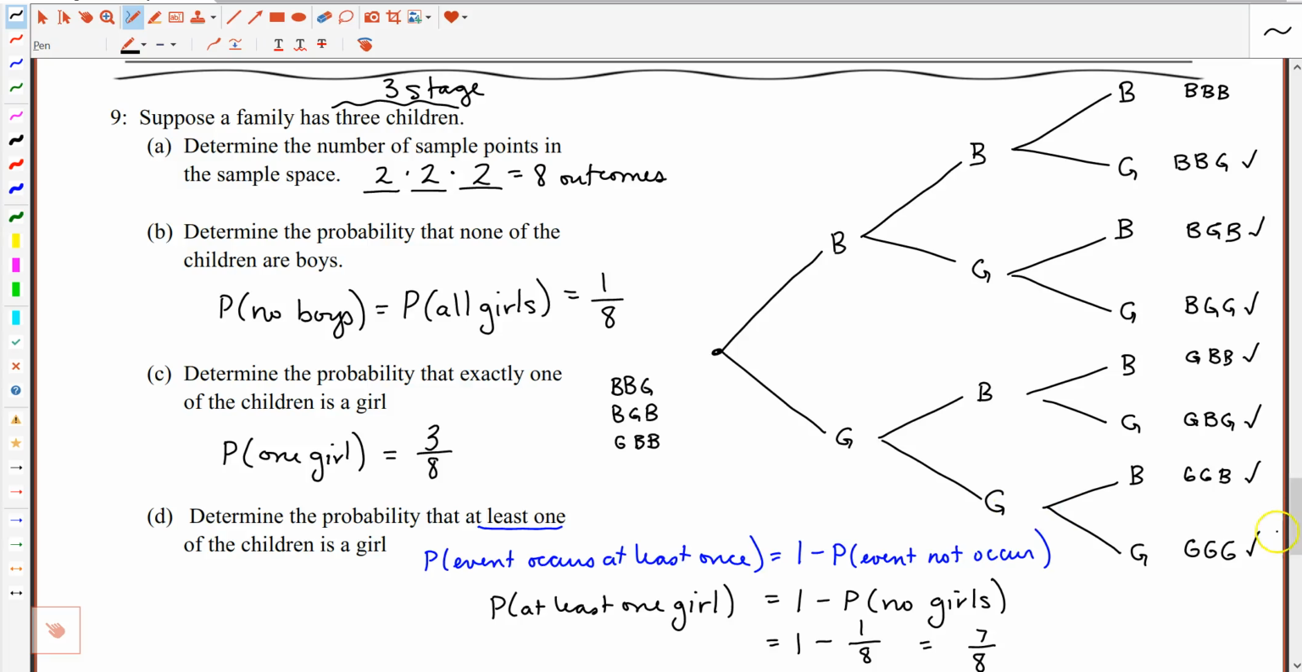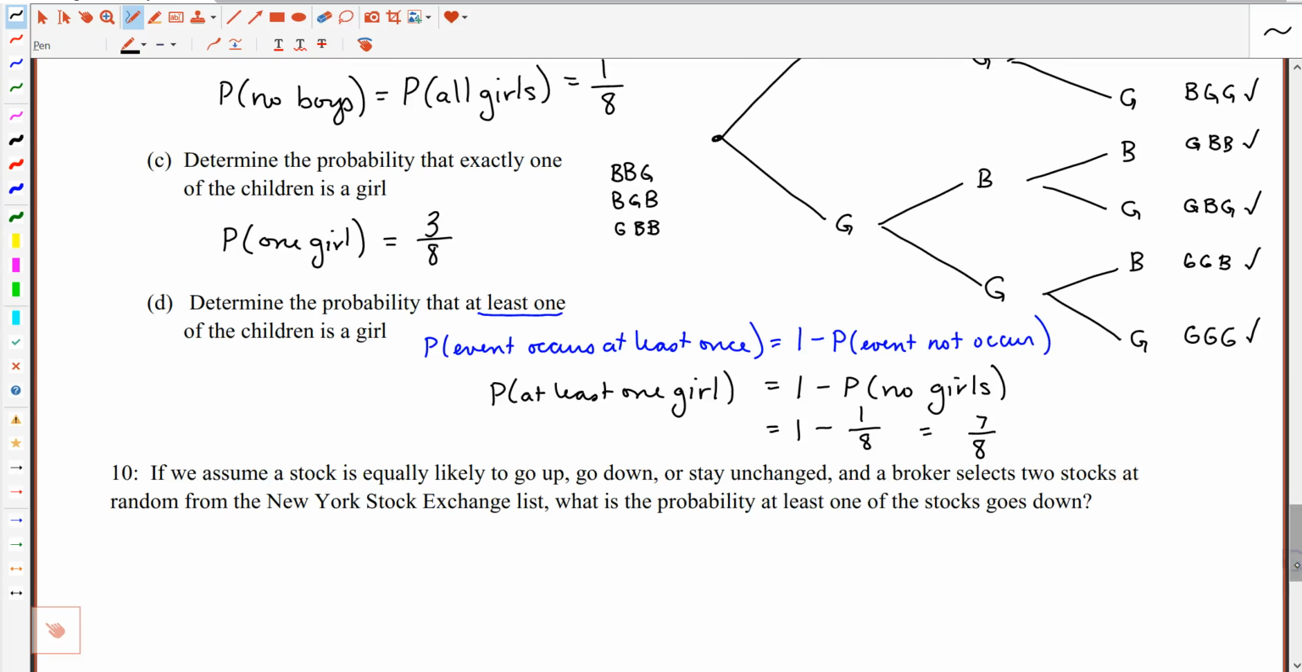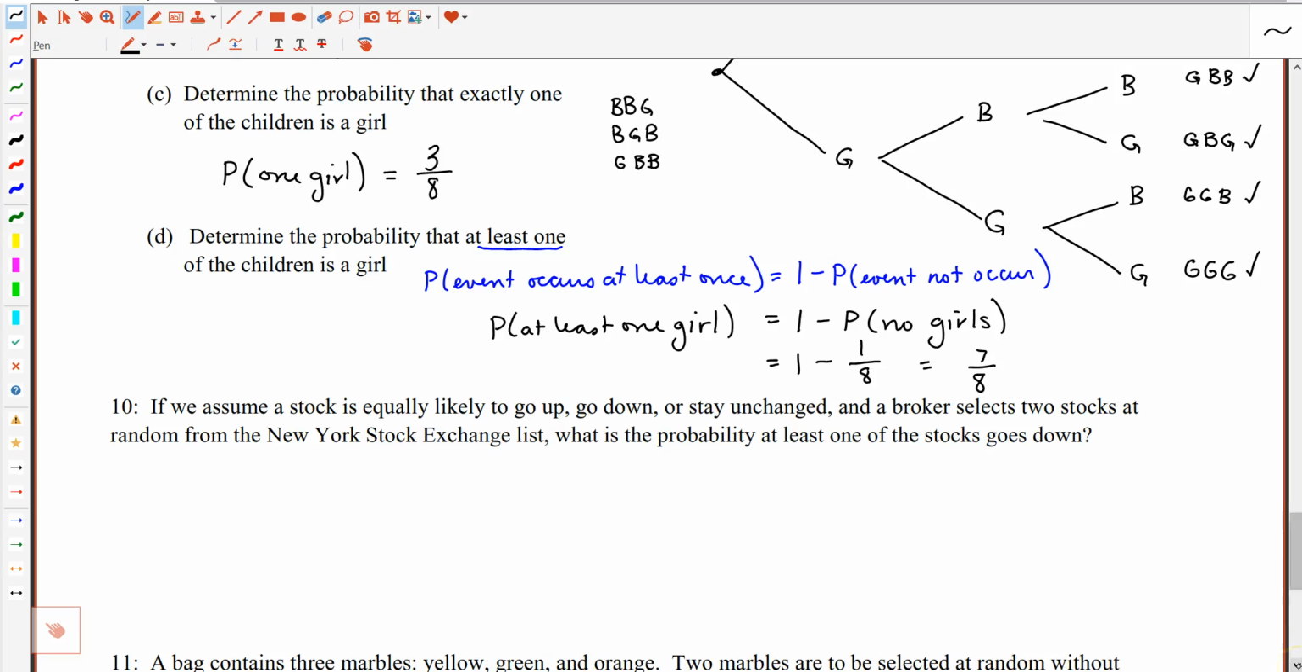Let's take a look at finding a probability using the phrase at least in another scenario. So in the next one, the situation is if we assume a stock is equally likely to go up, go down, or stay unchanged, and a broker selects 2 stocks at random from the New York Stock Exchange list, what is the probability at least one of the stocks goes down? So the probability at least one goes down.